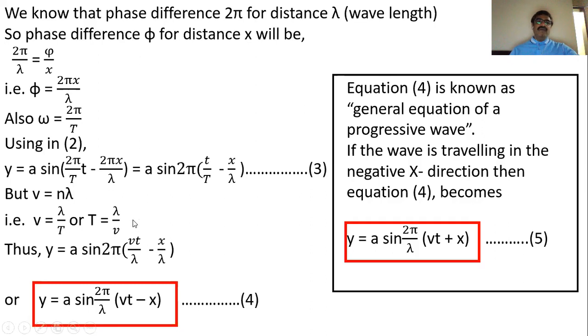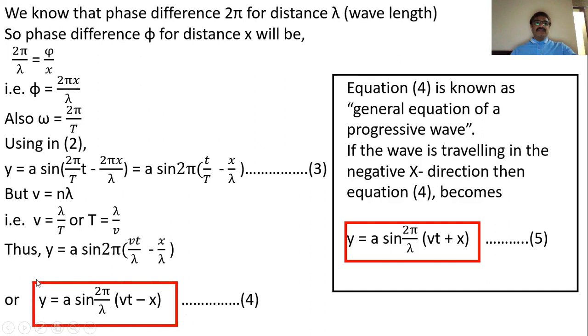This value of T we can substitute in equation 3. If we put lambda upon v, the v in the denominator of the denominator moves to the numerator, and it is vt by lambda. So a sine 2 pi in bracket, vt by lambda minus x upon lambda. Now we have lambda in the denominator in common, so we take it common, and the equation will be a sine 2 pi by lambda into vt minus x. This is a very important equation in wave motion.